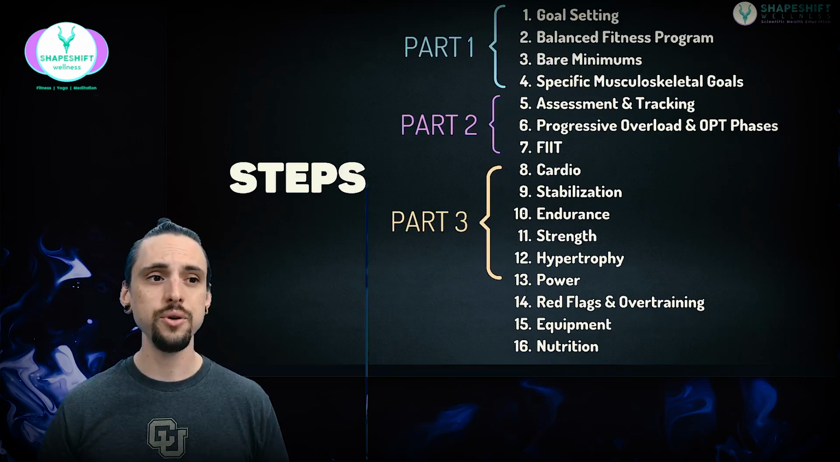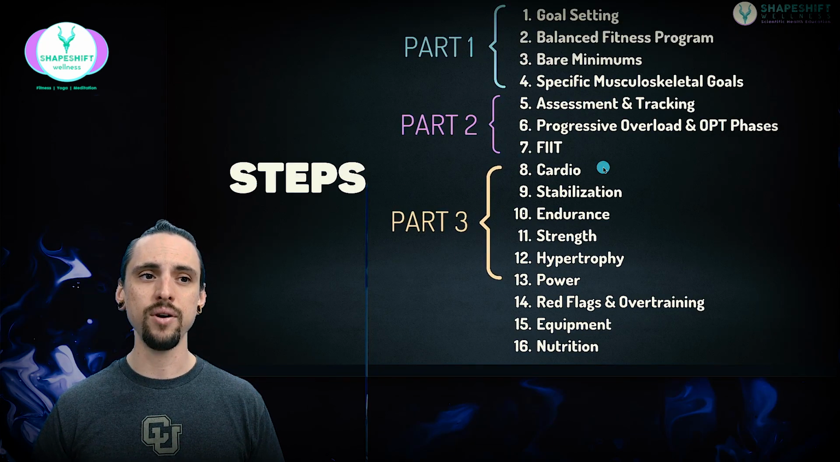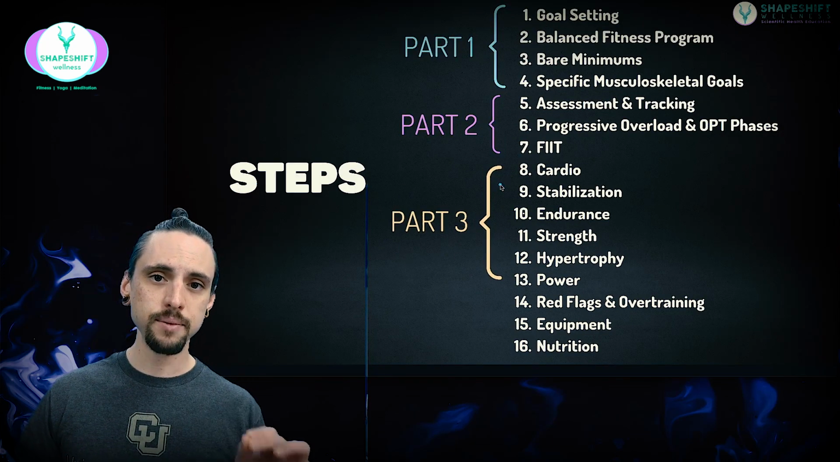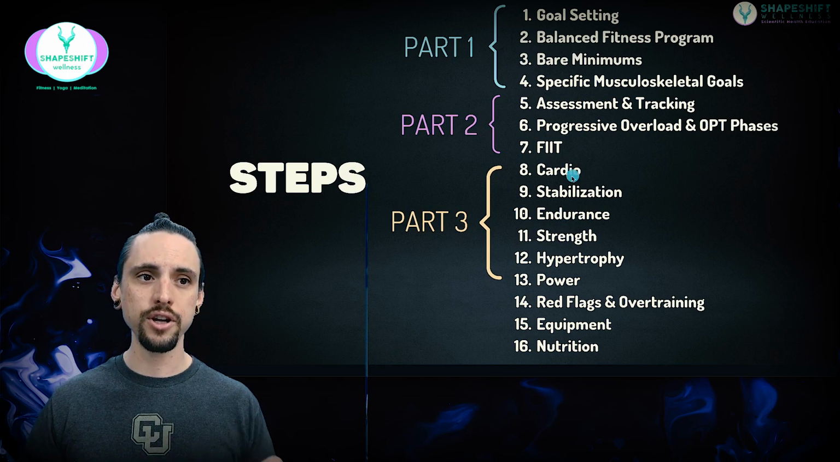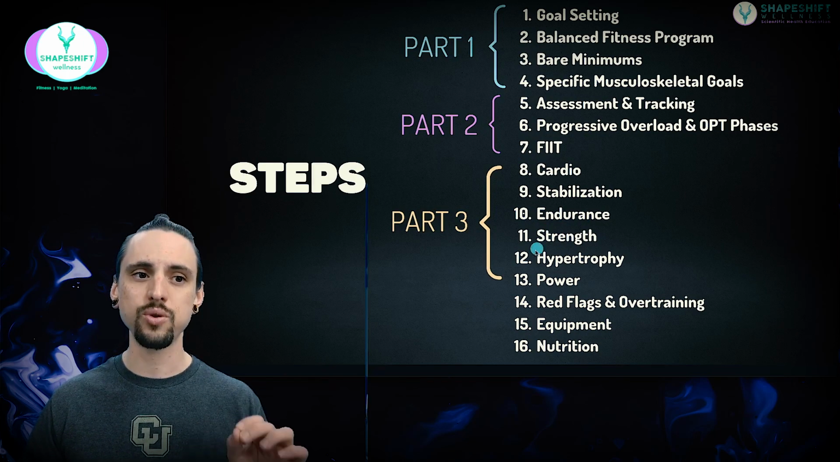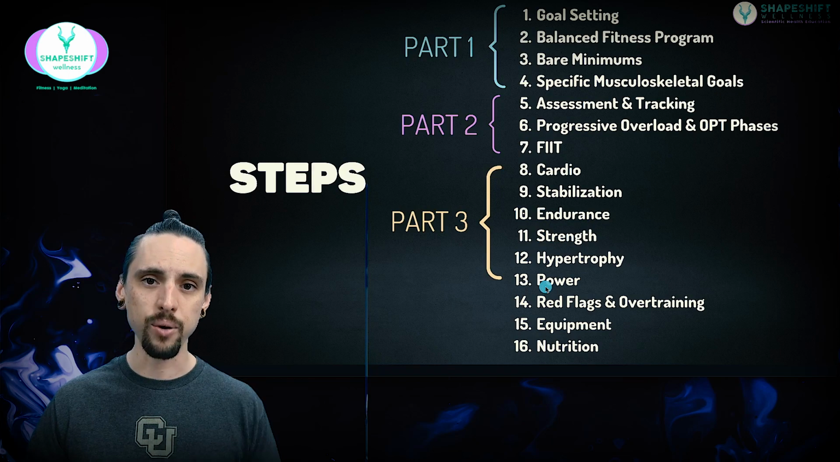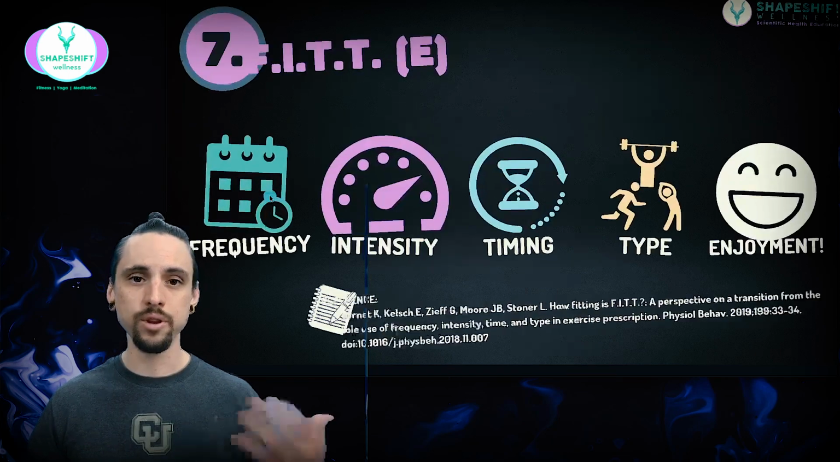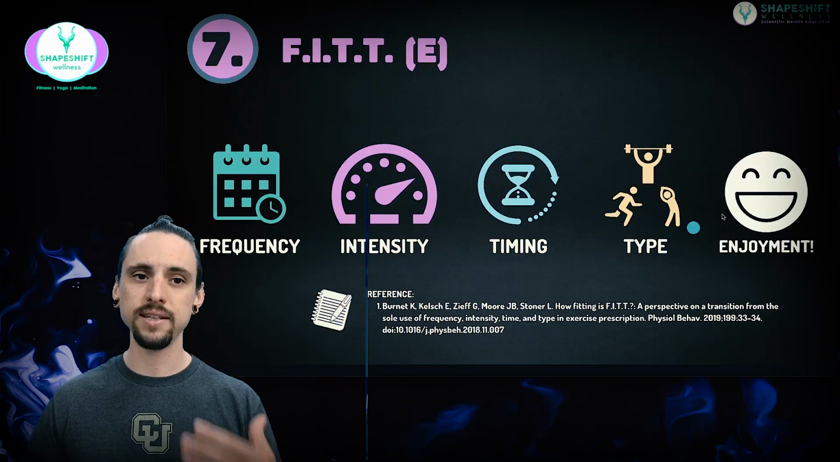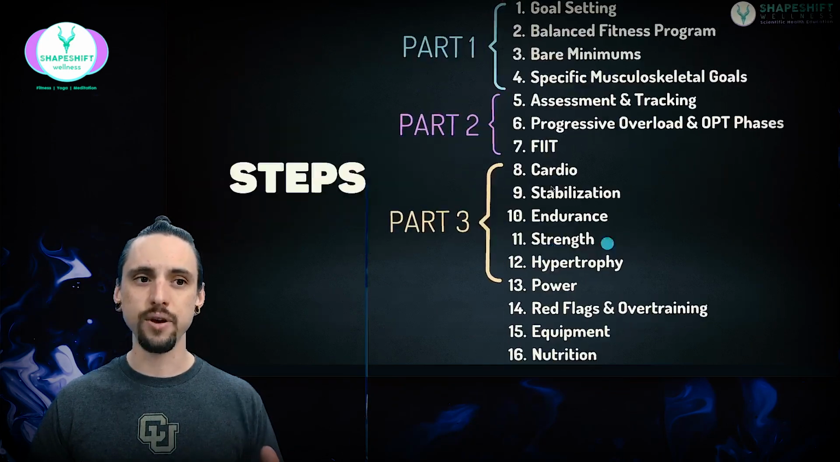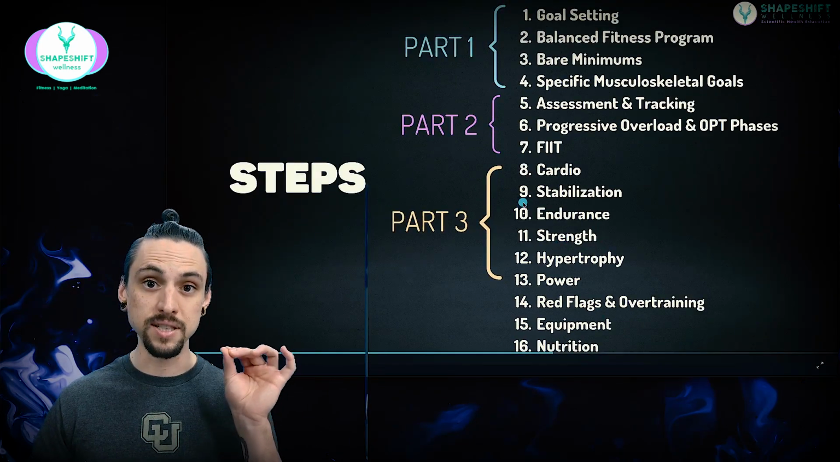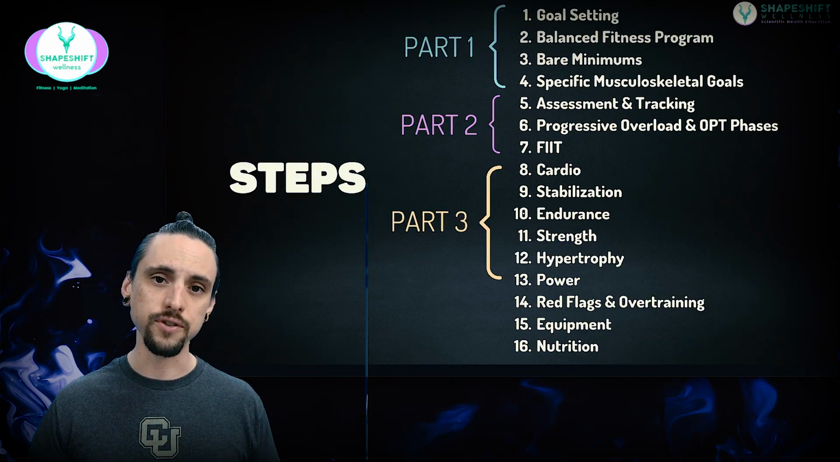That's it for part 2. Next time we'll be talking about specific FITT protocols for cardio, stabilization, endurance, strength, hypertrophy, and power. And so we'll look at frequency, intensity, timing, and type for each of those variables to give you a specific framework that you can use if you're trying to get started on planning your own exercises.